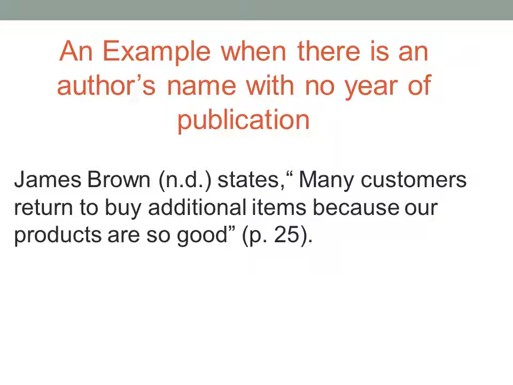An example when there is an author's name with no year of publication, because sometimes you may find an author's name, but you may not find the year that it was published, okay? You use the author's name, just like you have before, but you put in parentheses N period D period, because that signifies that there was no date. That's all that stands for, no date. Then you use the verb to connect the two together. You put your quote, and in this case I directly quoted it, and you put the page number that you got it from. Okay, this is if you cannot find a year of publication.